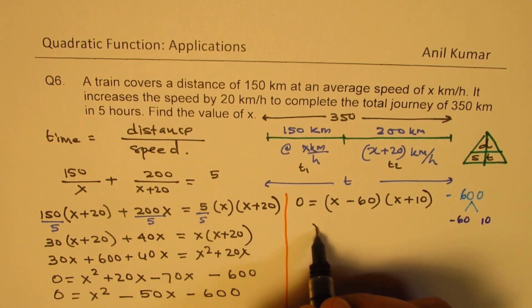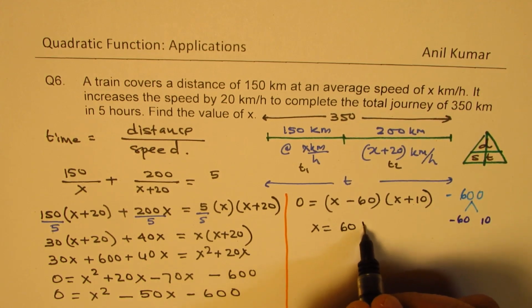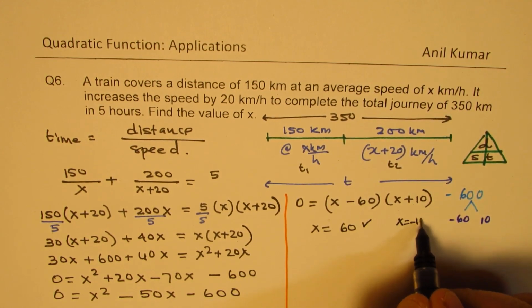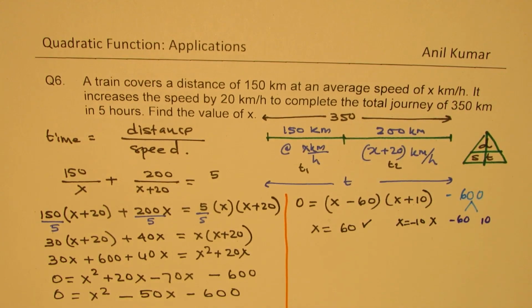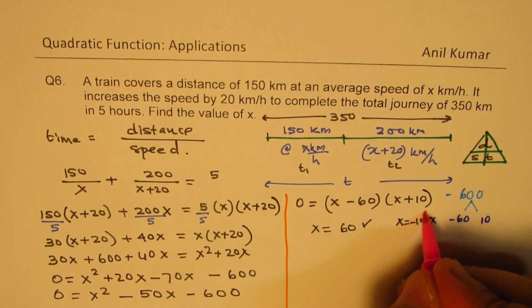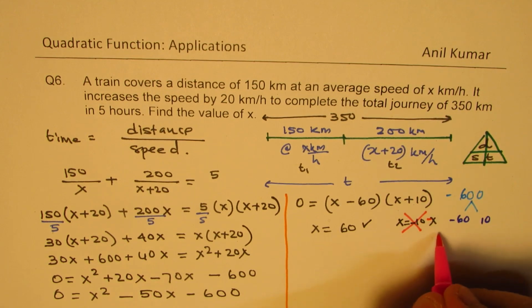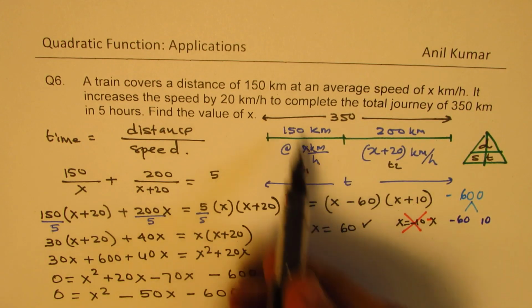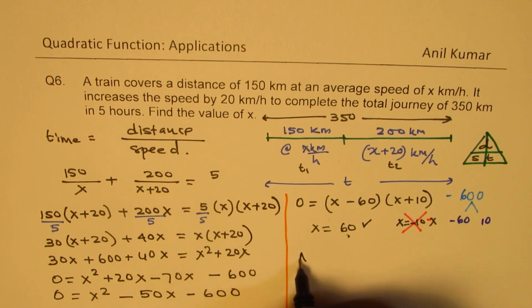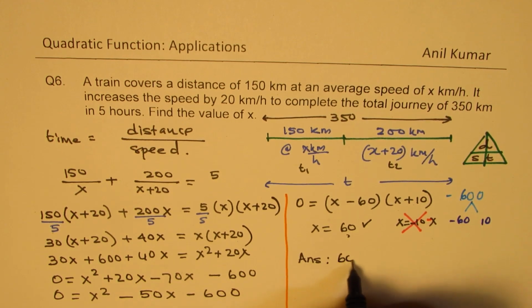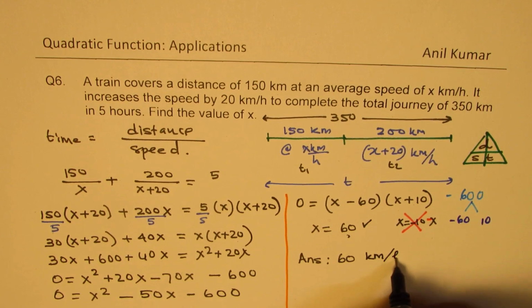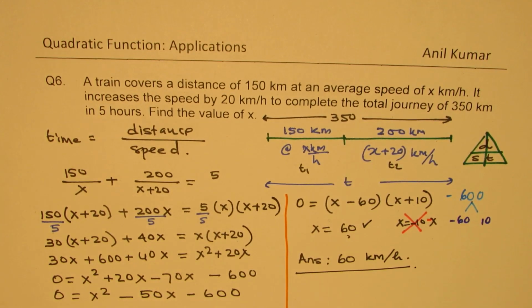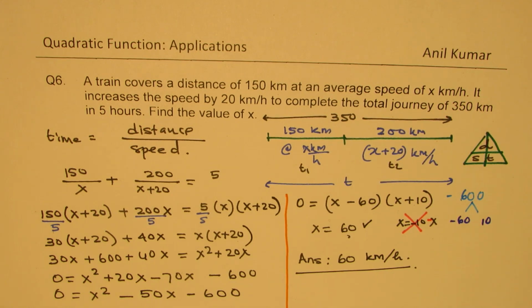And clearly from here we have x equals to 60 as a valid answer. X equals to minus 10 is not valid, correct? So this is not x, but it's not valid. So we'll disregard this. So from here, we get that the value of x is 60 kilometers per hour. So our answer here is 60 kilometers per hour. Is that clear to you? So that is the value of x. So I hope the solution is absolutely clear.